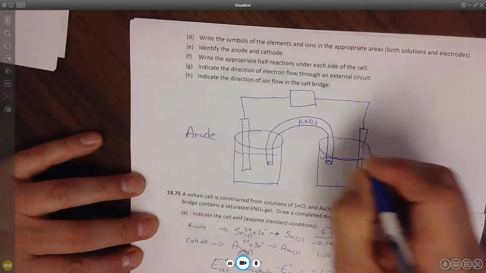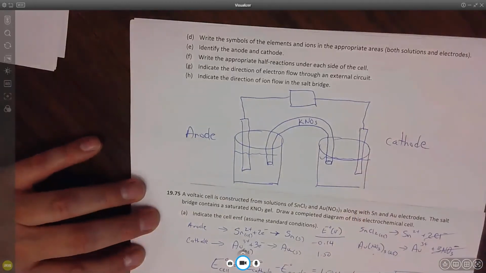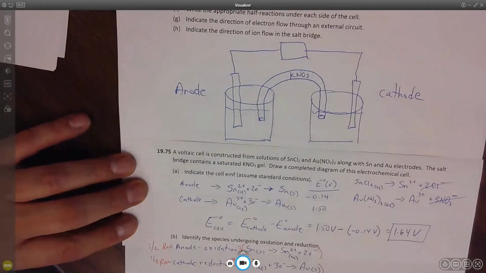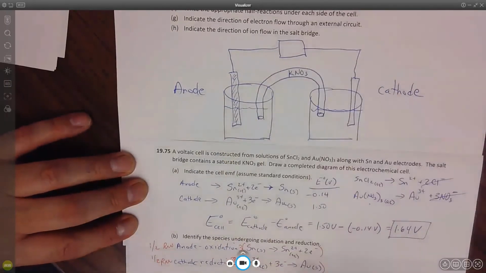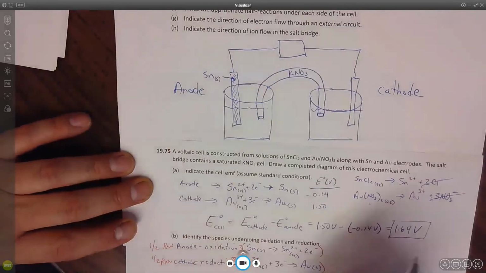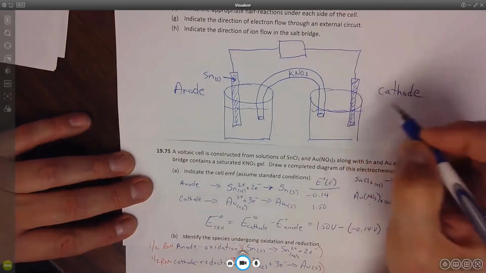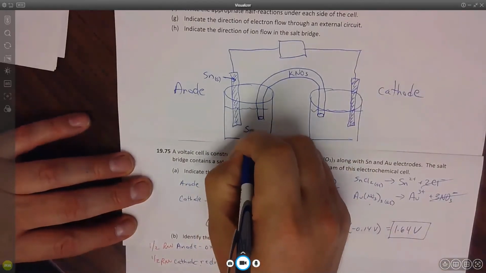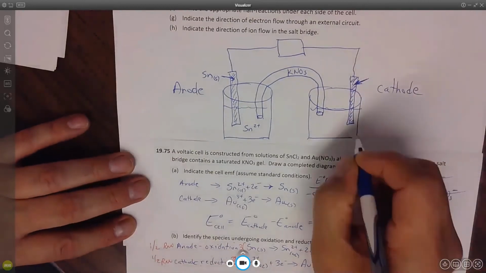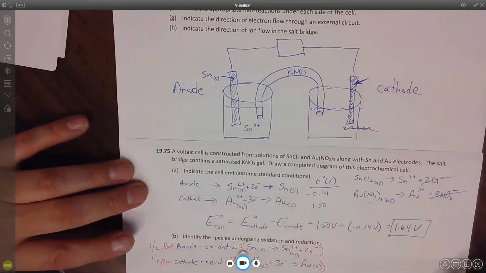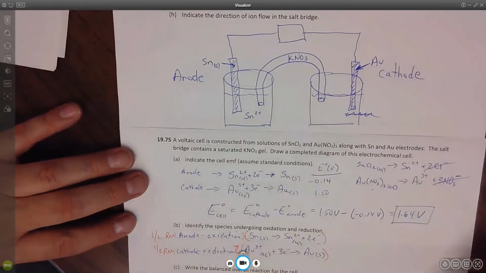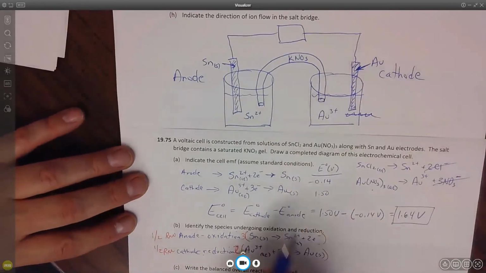I'm going to make this the anode over here, and this is going to be the cathode over here. If that is the anode, then what is the anode made out of? Tin. We said the anode was our tin, so that's our solid tin. And what's in this solution then? The tin ion. Again, this is our half reaction, so that's tin 2 plus. And then what's my cathode? That is gold, solid gold. And in solution? The gold 3 plus. Okay, so we did that.